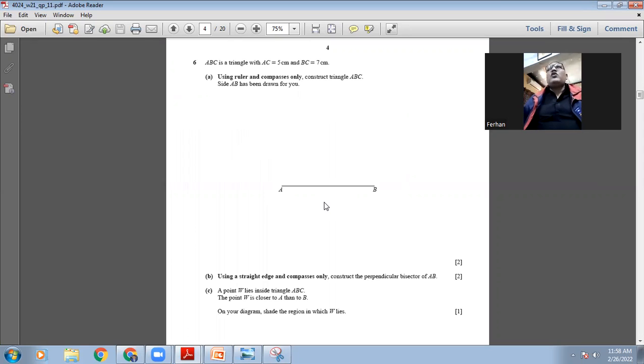And what you will do, you will open your compass 5 centimeters. Put the needle of the compass here. Technically, we say take A as the center of the arc and draw an arc here of 5 centimeter radius. Then you will open your compass 7 centimeters. Put the pin of the compass at B, and technically we say taking B as the center, draw an arc of 7 centimeters here, where these two arcs will intersect each other. That will be the point C. Join that point C with A and join that point C with B.